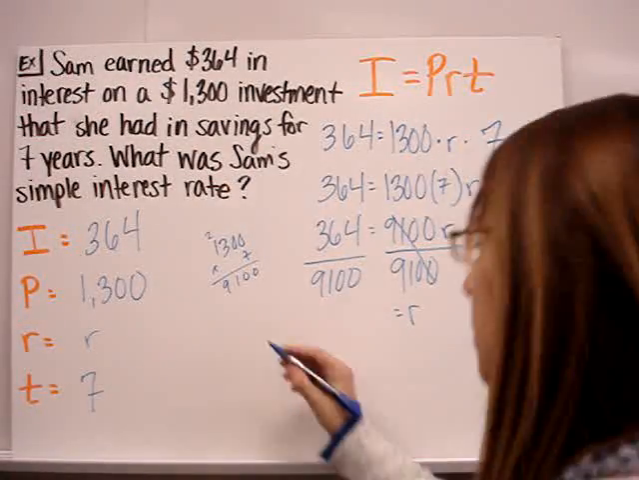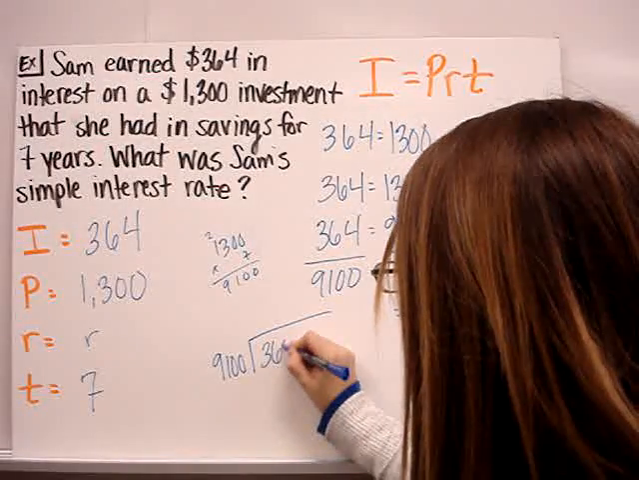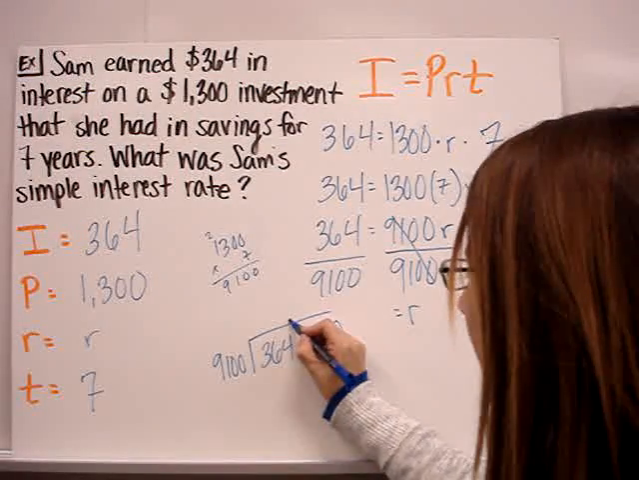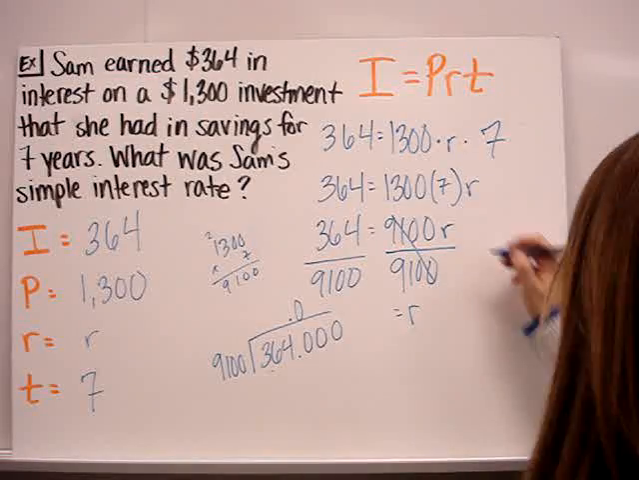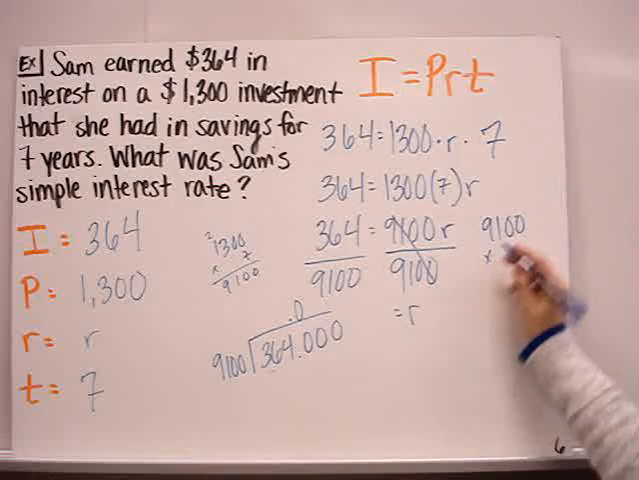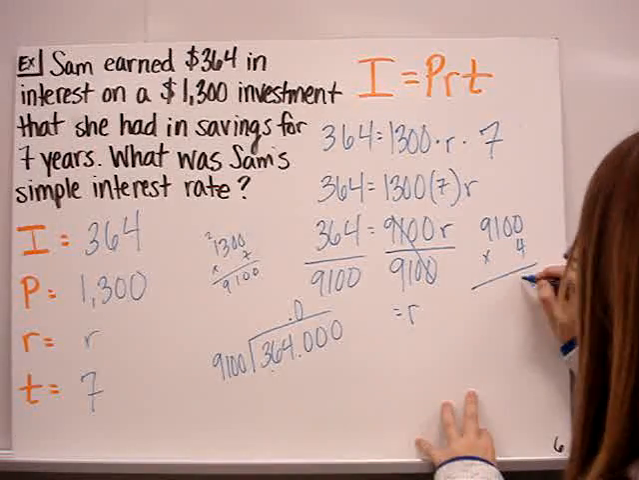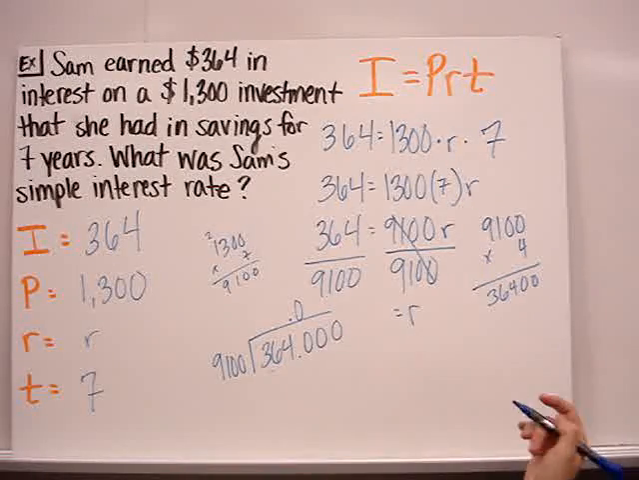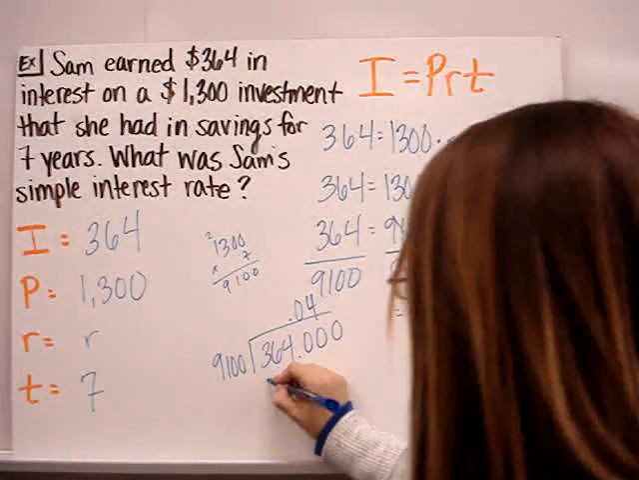So let's see if I can do this really quick. This might be kind of fun. 9100 into 364. Remember to put your decimal place and a few zeros here. 9100 doesn't even go into 3,640, but it will go into 36,400. I'm going to guess, let's try 4 times. I'm thinking it's probably 3, but we'll do this anyway. And then that's going to be 36. Woo! There we go. 36,400. How nice is that? I'm done.